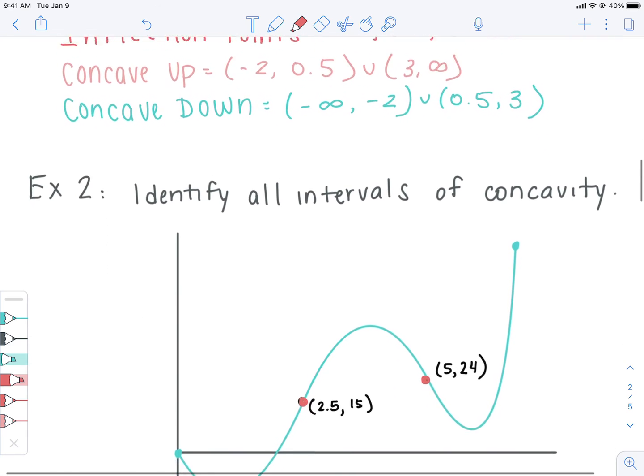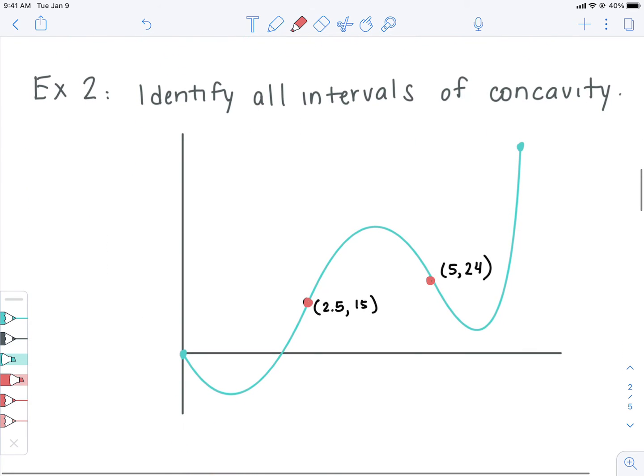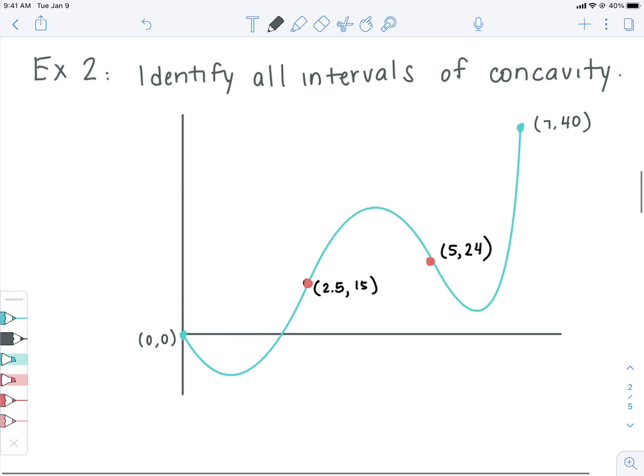If I gave you this one, could you give me the intervals of concavity here? You give me the intervals of concavity here.